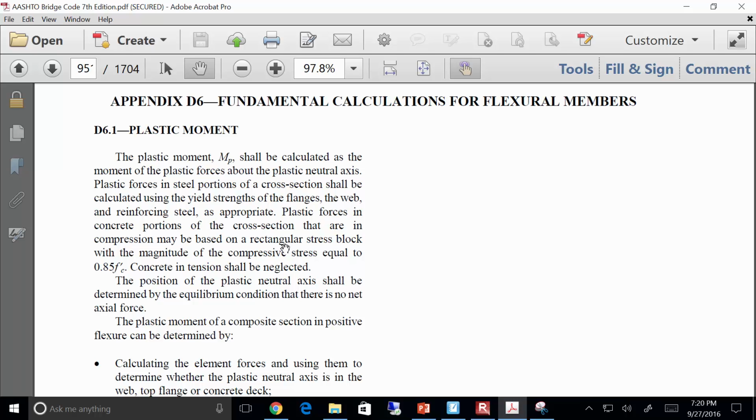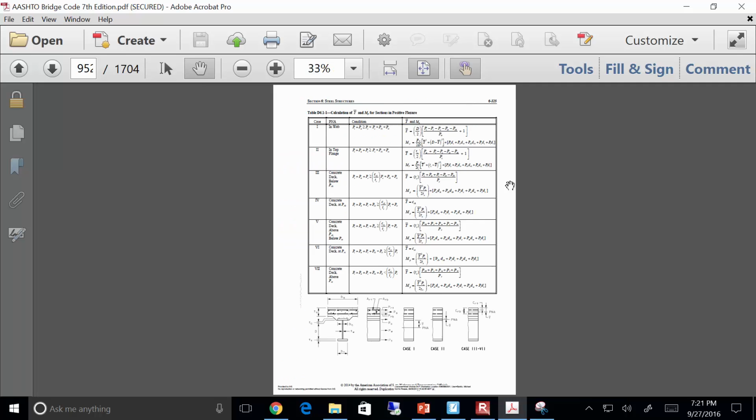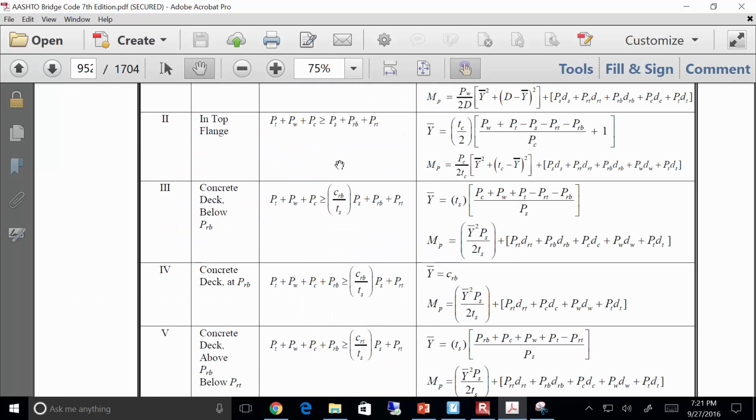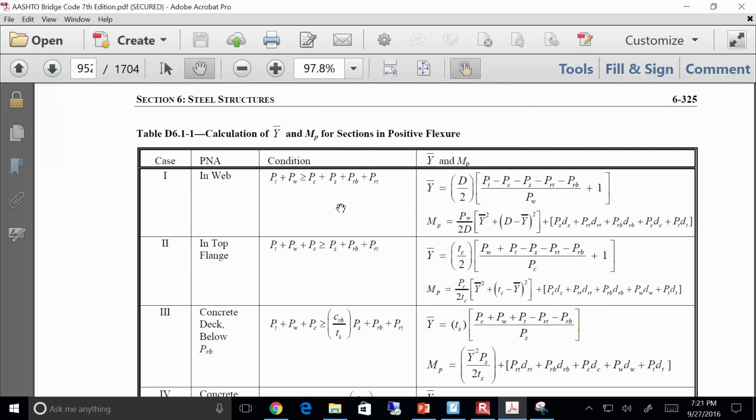I mean, look at what the title of it is. Fundamental Calculations for Flexural Members. Okay. This appendix provides some very nifty guides for us to compute some of these things. The first thing it shows us how to do is to compute plastic moments. So let me go to the next page. This is a pretty straightforward plug and chug guide for calculating plastic moments.